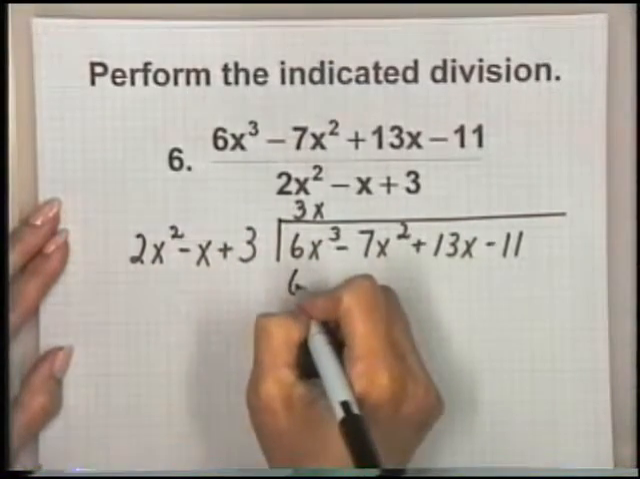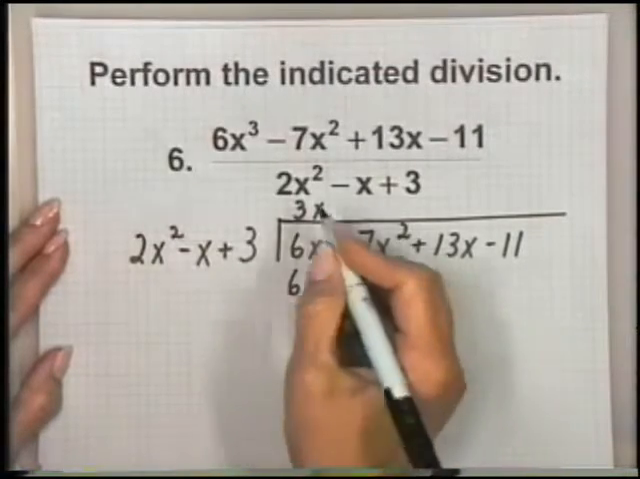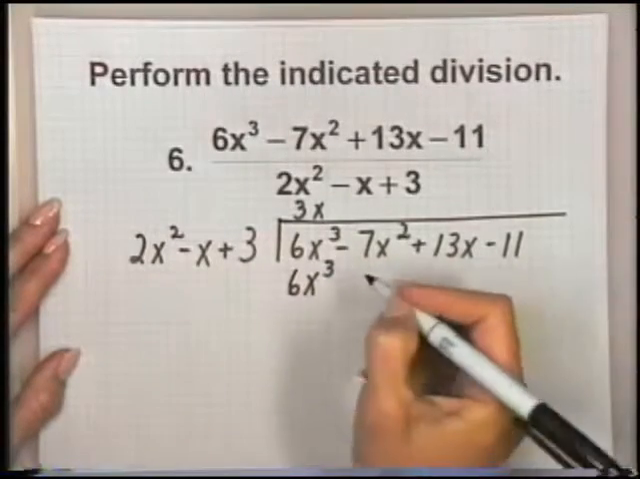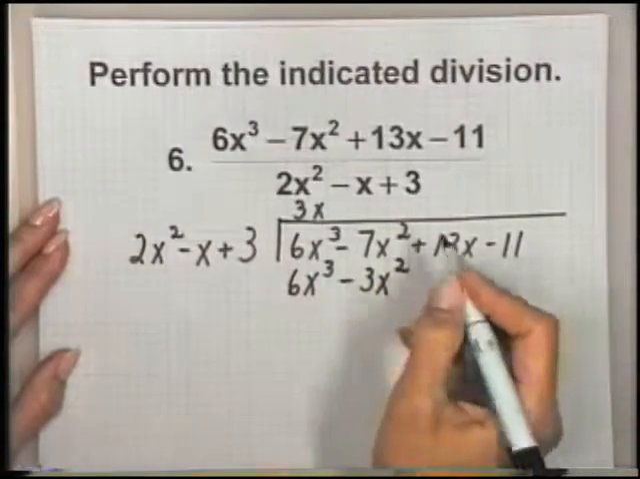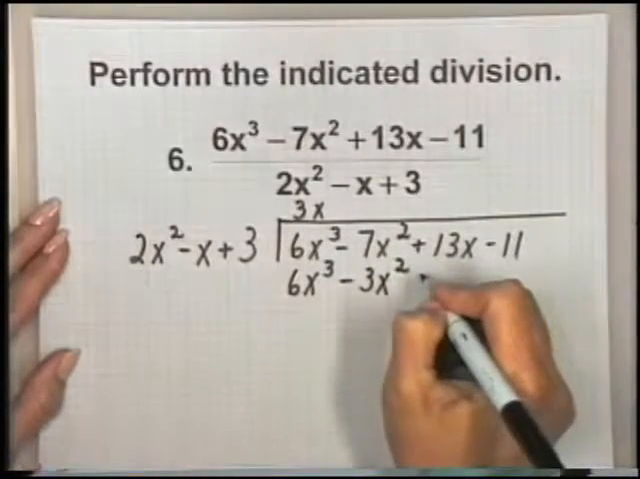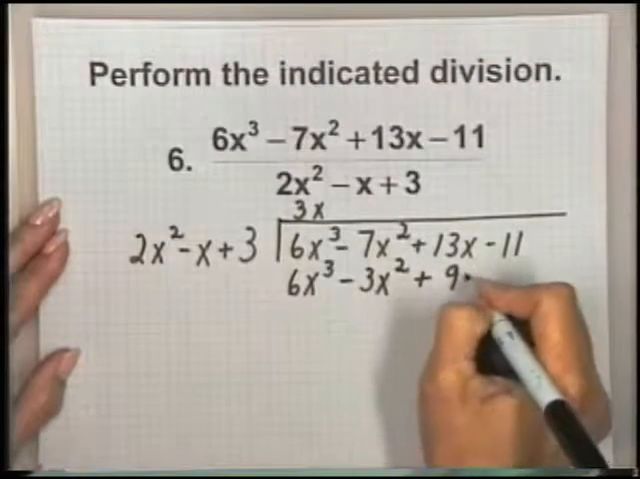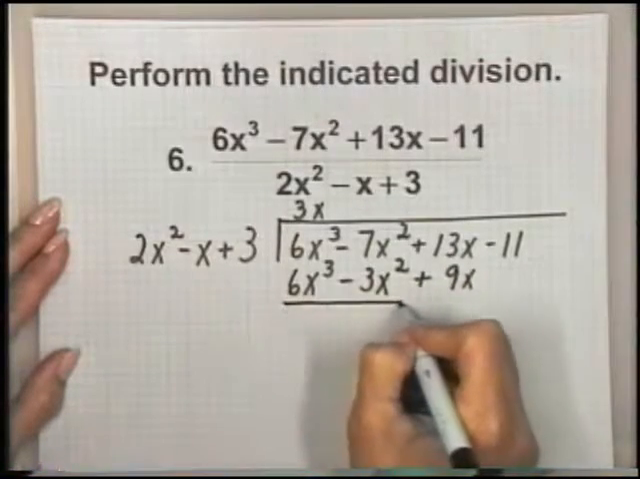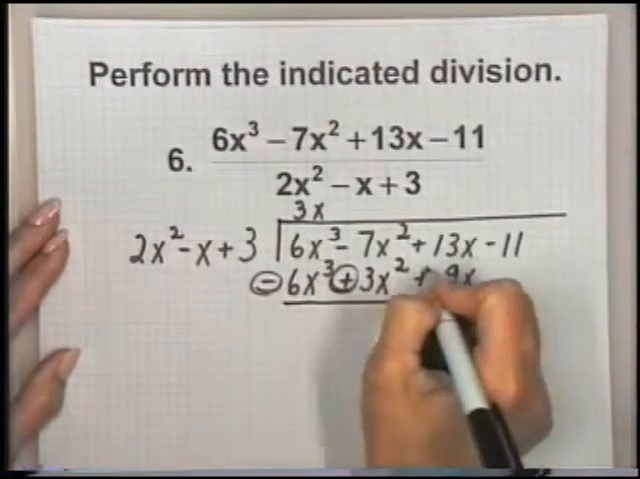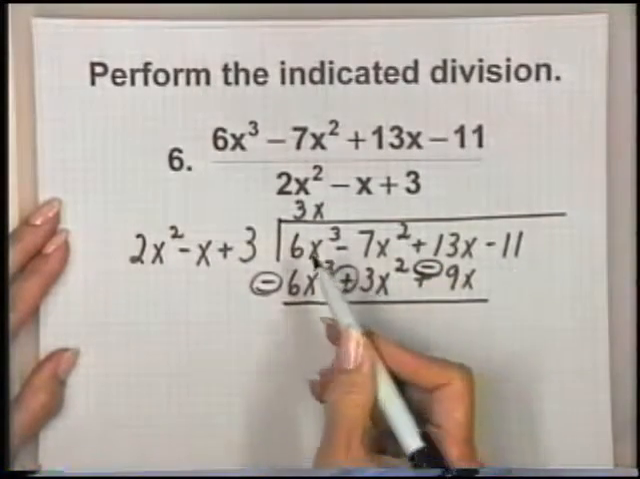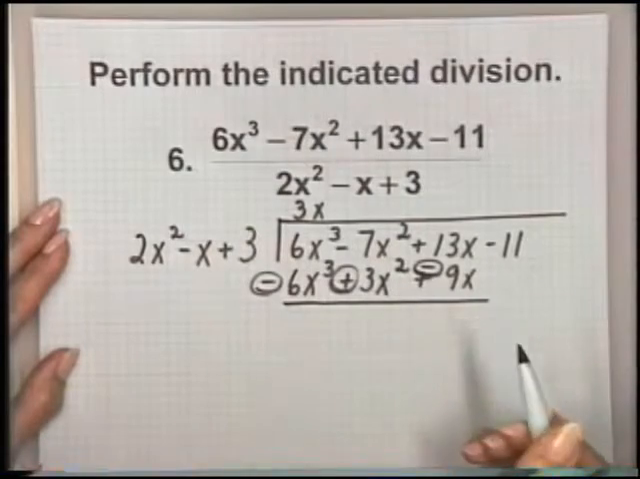We'll say 3x times 2x squared is 6x cubed. 3x times a minus x is minus 3x squared, and we'll write it in the x squared column. 3x times 3 is 9x, and we'll write it in the x column. In order to subtract, we change the signs and then combine like terms.